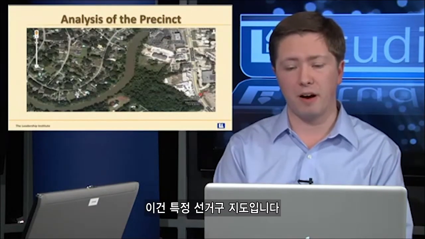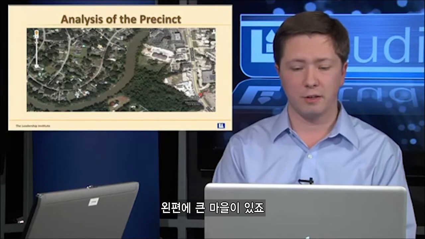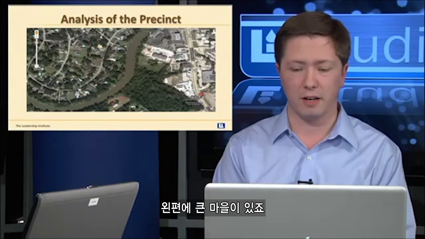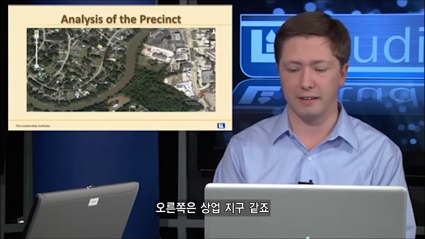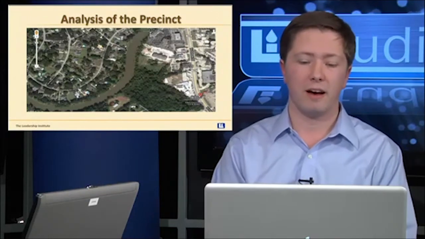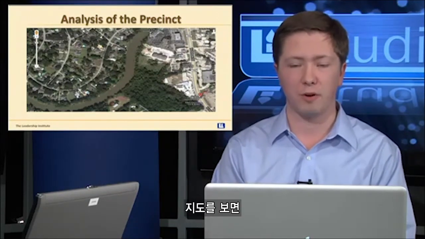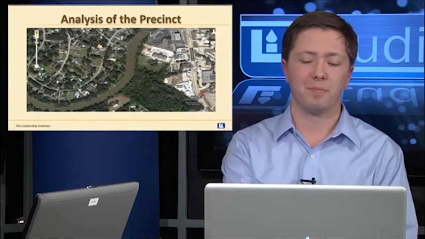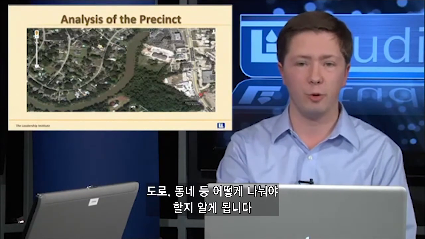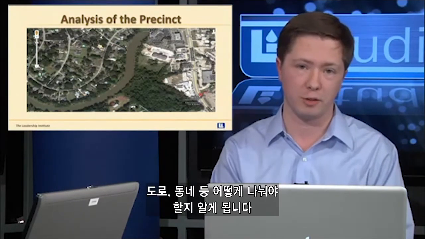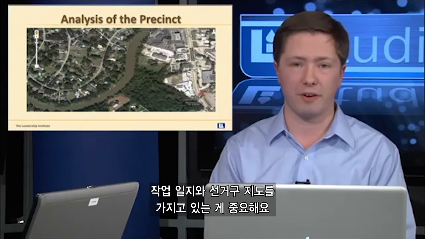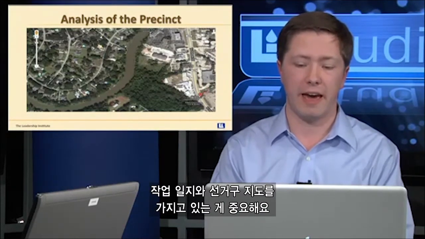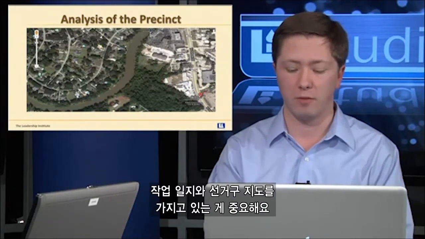So this is a map of a particular precinct. You see on the left side of the map, that's a large neighborhood. On the right side, it seems to be commercial properties. I don't necessarily like the satellite view personally, but this allows you to break down who gets which streets, who gets which communities, which neighborhoods, and it's very important, when you have your walk sheet, to have at least a map of your precinct.